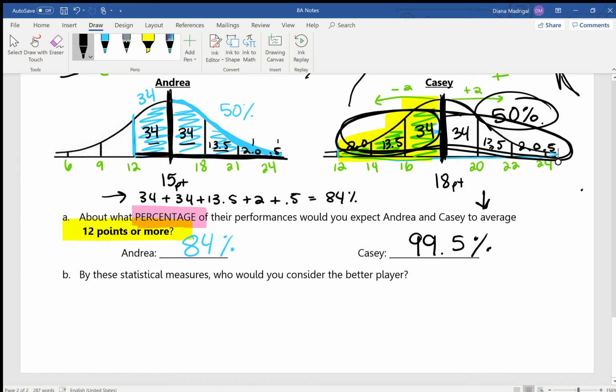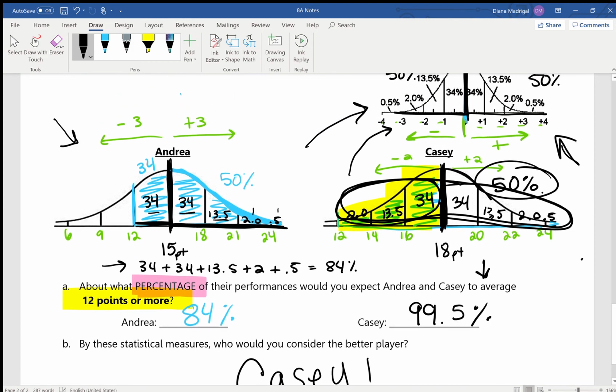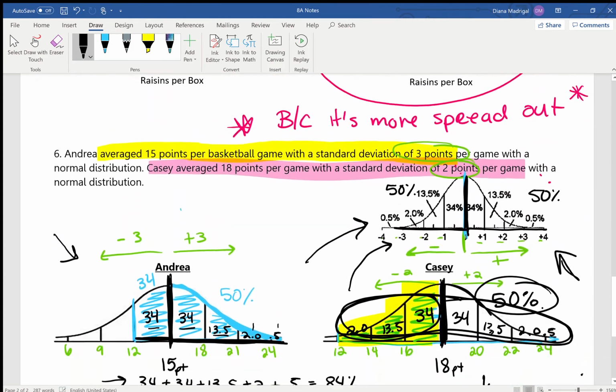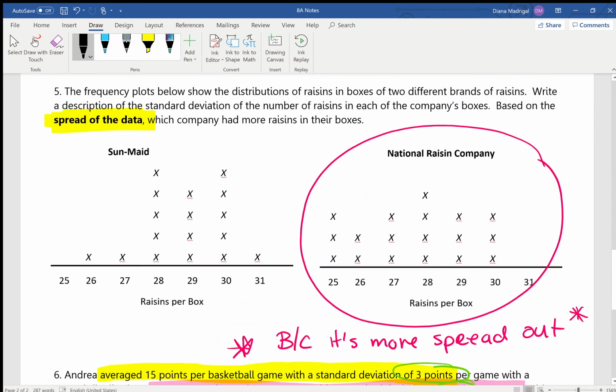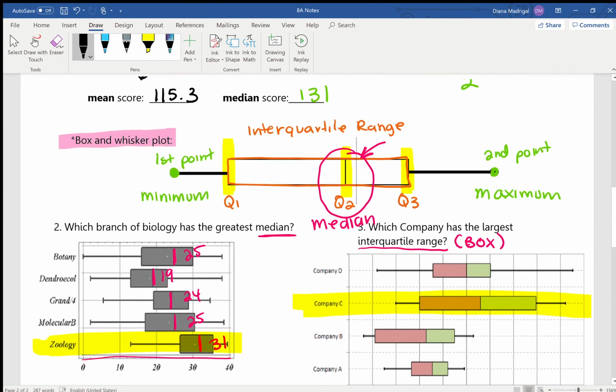Obviously the last question has to do with your answer from part A. It says, by these statistical measurements, who will you consider a better player? Well, it would be Casey. This question does get tricky, so make sure you know how to do it. This will be on your quiz. This will be on your test. So if you have any questions, make sure you come visit me in the morning.